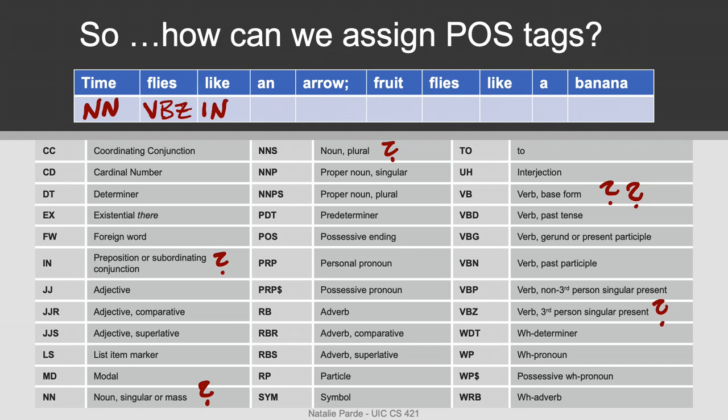Next, we have the word and. Thankfully, this is easy. Arrow and fruit are also nice and easy. Flies is another tricky word. It might be another case of a third-person present verb. However, it actually looks like this time it's being used in a different way as a plural noun. We'll go ahead and select that.